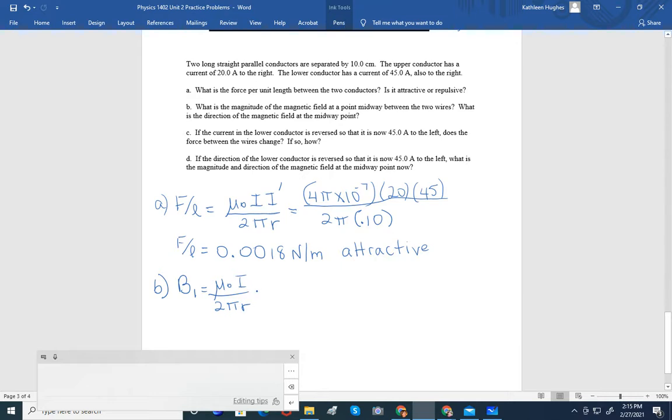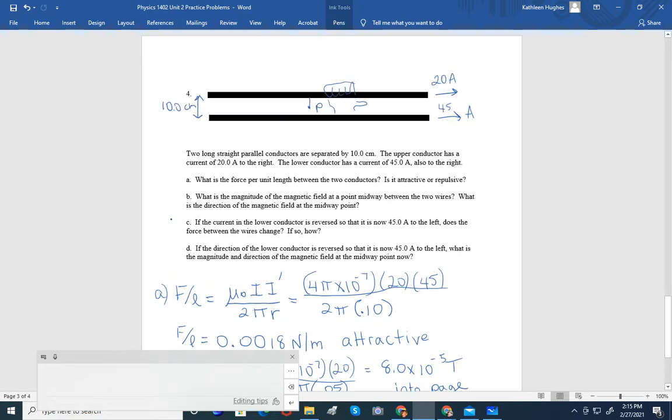So we put in all of our numbers. 4 pi times 10 to the negative 7, 20 amps, over 2 pi, 0.05, comes out to be 8.0 times 10 to the negative 5 Tesla. And we need a direction that's into the page. Okay, now we have two. We want the magnetic field at that point, but there's two wires exerting a magnetic field.